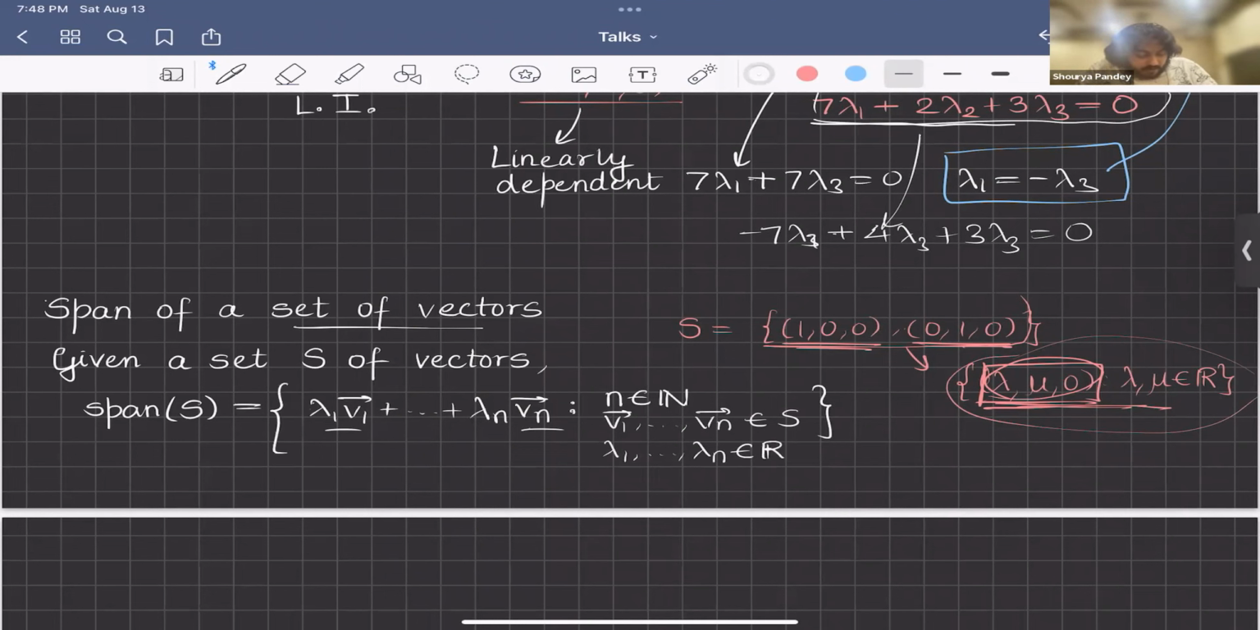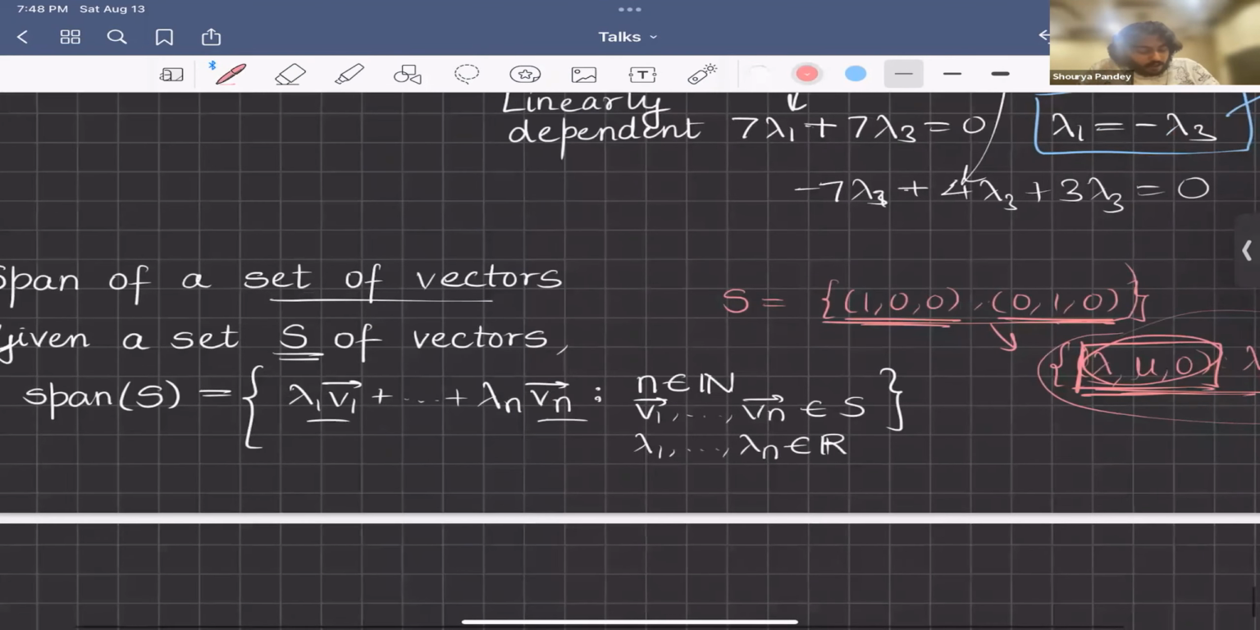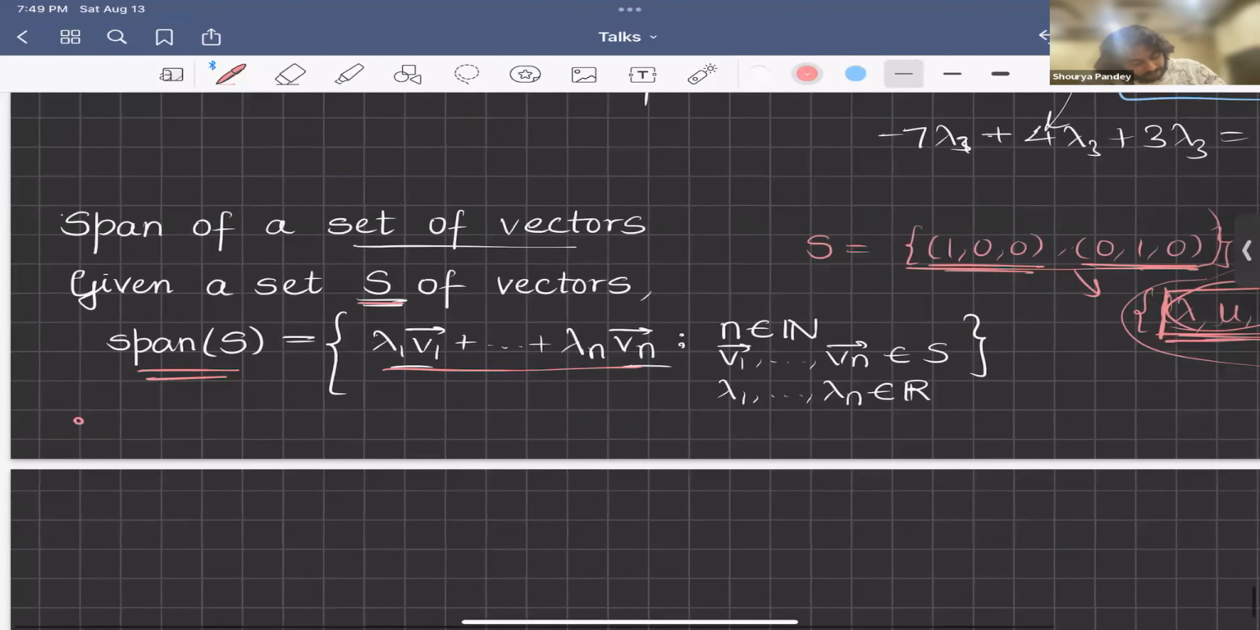And it's easy to show that this is the smallest vector space containing S. First of all, any vector space containing S must be a superset of the span of S, because these elements must be in that vector space. And then you can show that this is indeed a vector space. So that's enough.